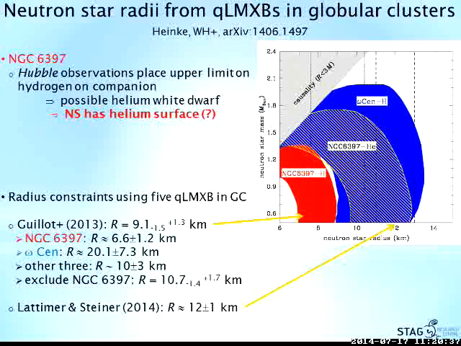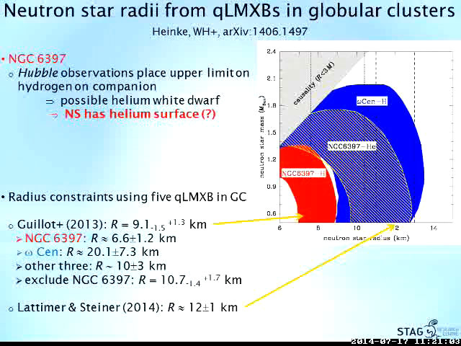So the point we're making here is that it's possible that one of these five quiescent low mass X-ray binaries has a helium atmosphere. And therefore, if you say that 6397 does, then you can get a radius constraint well within the line that Andrew and Jim have. Okay.